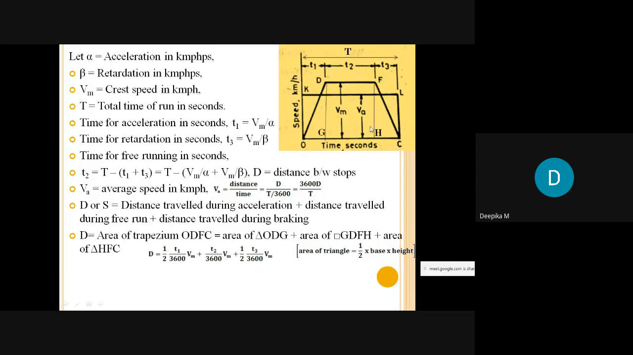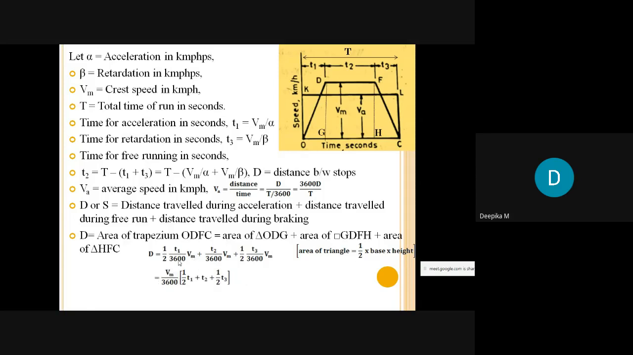Next, what is the area of this triangle? It is FHC, which is half into base into height. What is the base here? It is T3. T3 divided by 3600 will give you the base, and the height is Vm. In this way we can calculate the distance between the two stations.